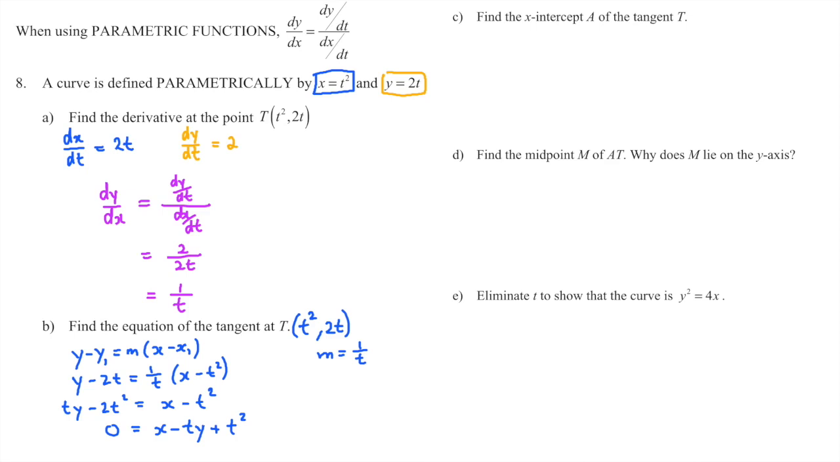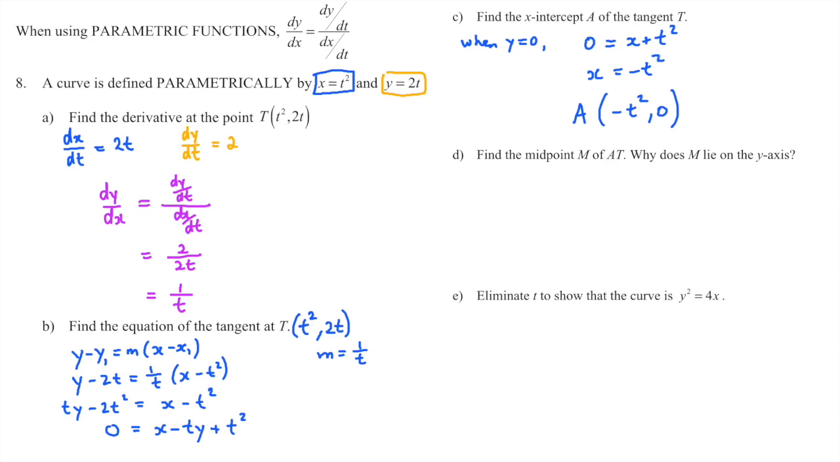Part C says to find the x-intercept. Now how do you find an x-intercept? You let y equal 0. So when y equals 0, coming back down here to the tangent, I get 0 equals x plus t squared, or x equals minus t squared, which means the x-intercept A is at (minus t squared, 0).